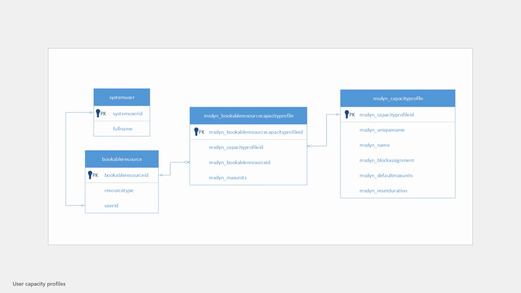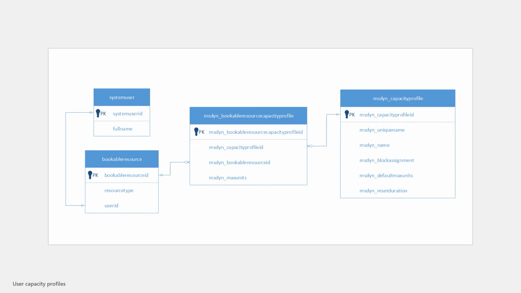Capacity profile. Capacity profile is modeled with the MSDN capacity profile entity, with main attributes being MSDN block assignment, which indicates if consumption of the same is expected to block other channels, and MSDN default max units, indicating the max units allotted on the particular capacity profile. MSDN reset duration indicates if and when the units in the profile are consumed, can the agent be assigned a new work item.